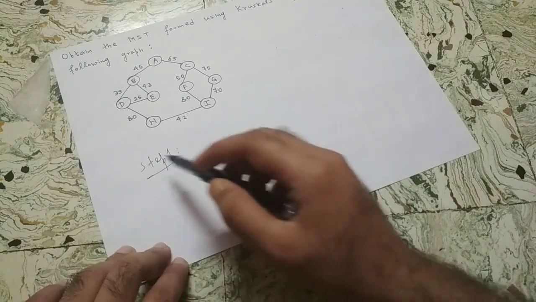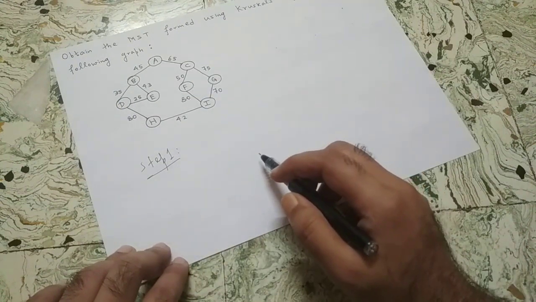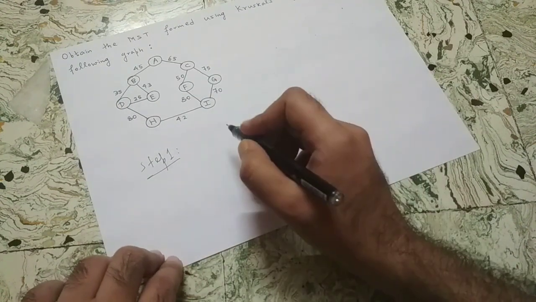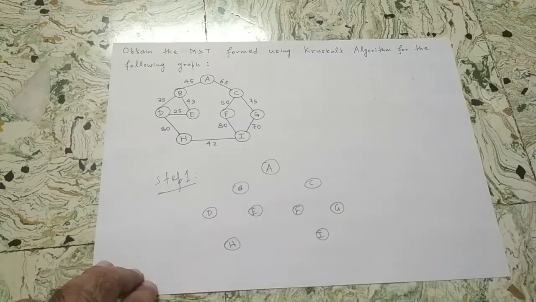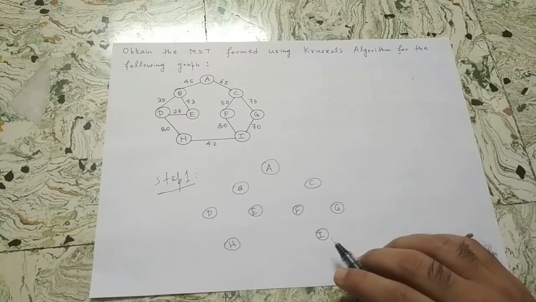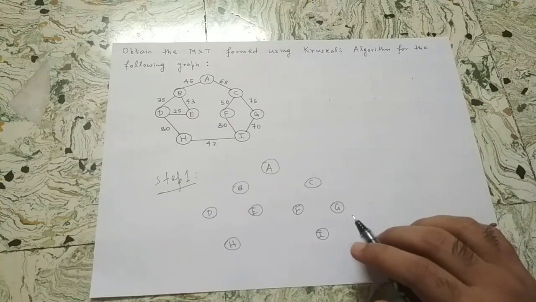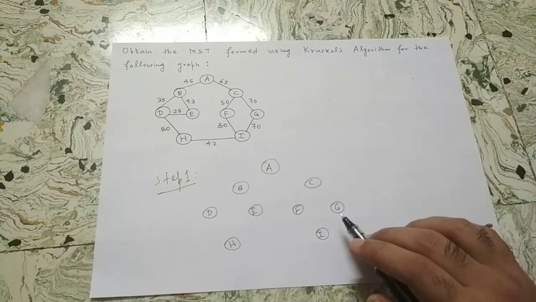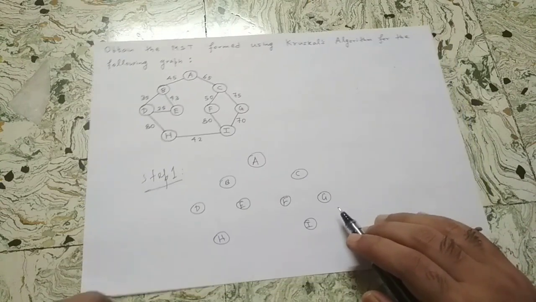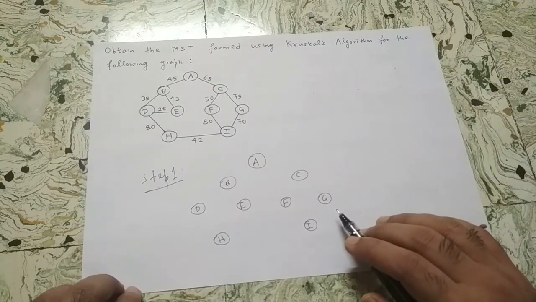So you will have all the vertices of your graph at every step. So let me just draw the vertices for you. Okay, now we have the vertices with us. So what we'll do is we'll start with the edge having the least weight and keep on adding edges and check for cycles. We'll add an edge provided it does not lead to a cycle.